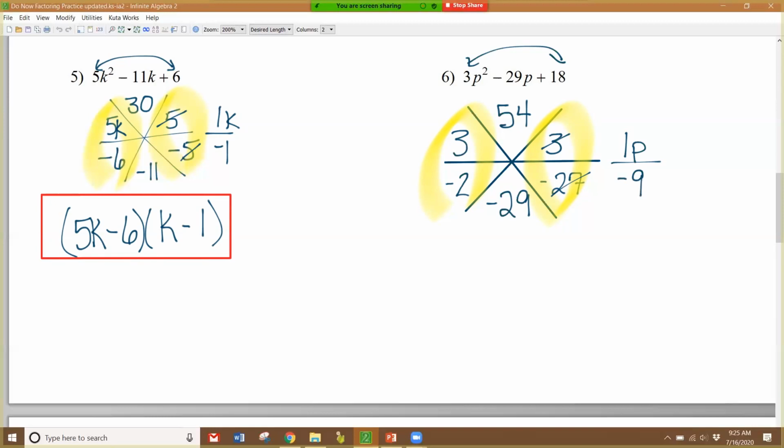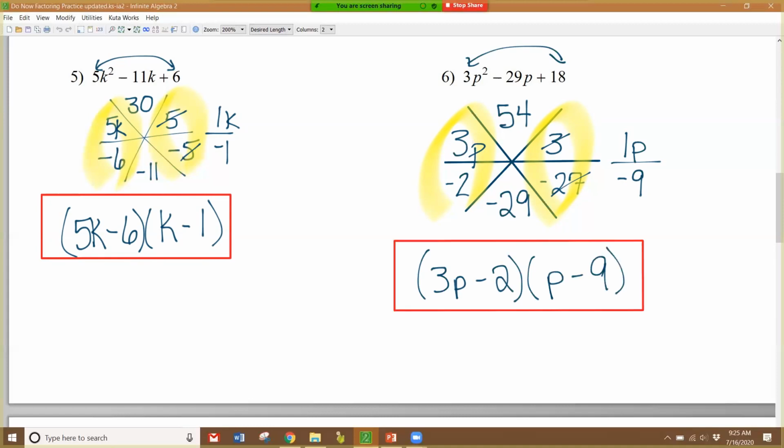Now I'm going to make my two factors. So 3p minus 2 is a factor, and p minus 9 is the other factor. Questions on this quick review?